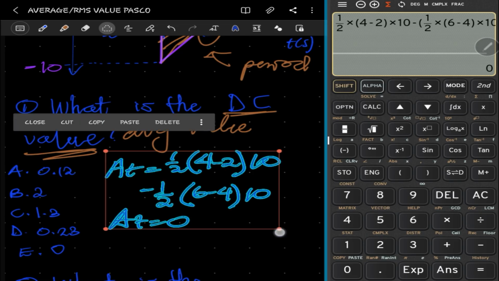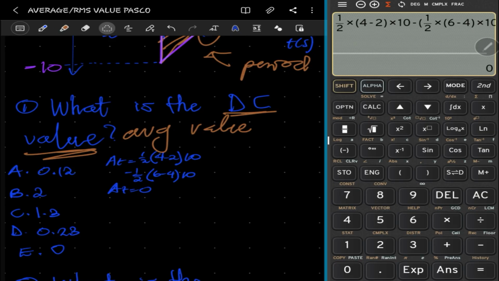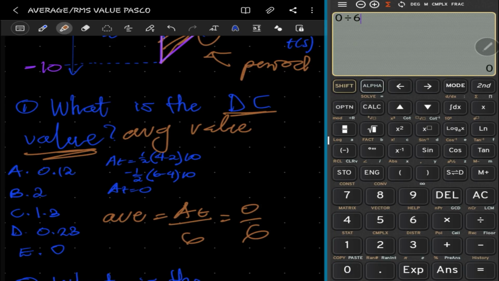So now that we know the total area is 0, we just have to divide this by the period, right? So basically the average value that we are looking for is equal to the total area all over the period, which we know to be 6, right? So basically that's 0 on 6, which ends up giving us 0. So 0 divided by 6 gives us 0. So clearly the answer here is that the average value, or the DC value, is 0, right?